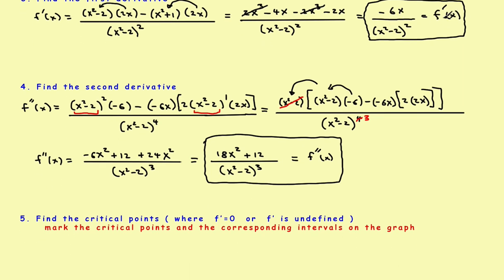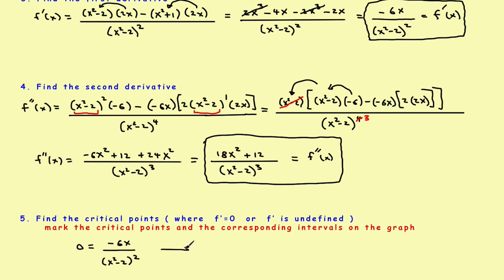Take the first derivative, set it equal to 0, solve for x, and that will tell me where the critical points are. So set the first derivative equal to 0. This is going to be 0 is equal to, and using this up here, the first derivative was minus 6x divided by x squared minus 2 squared.